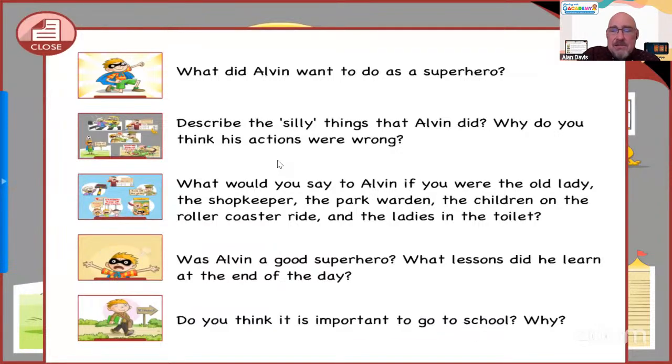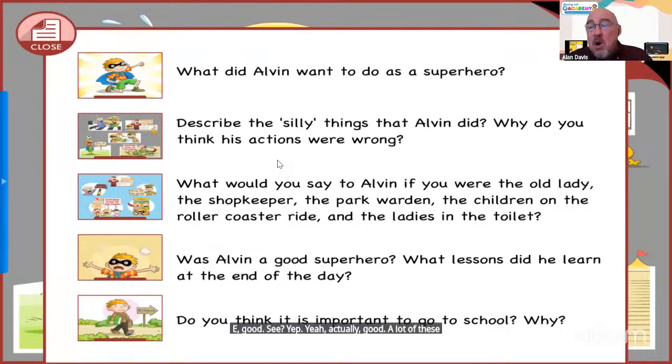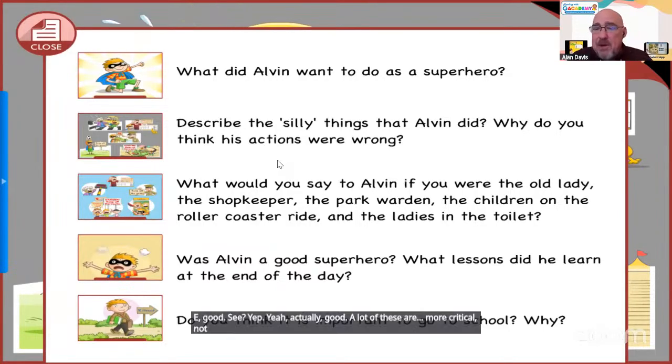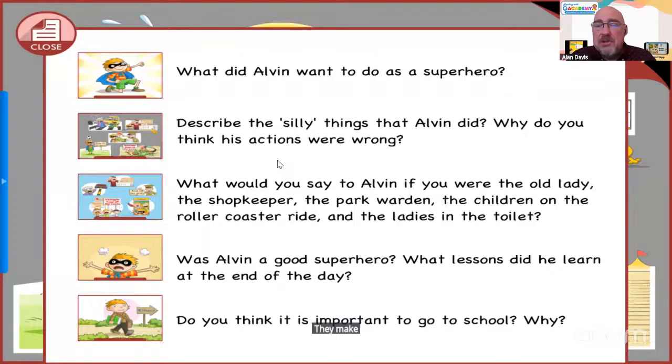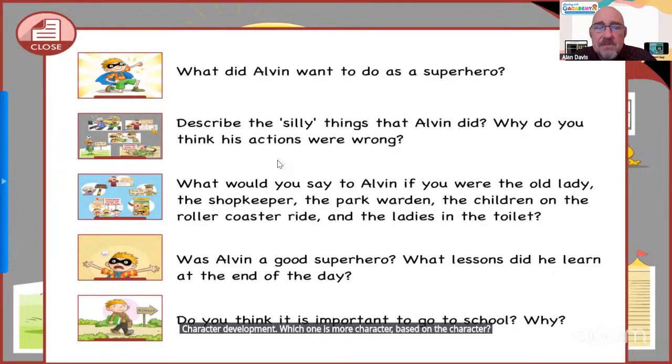E, good. C, yep. Yeah, actually good. A lot of these are more critical, not just comprehension, but they make you think a little bit. Let's do one more. Character development. Which one is more character, based on the character?